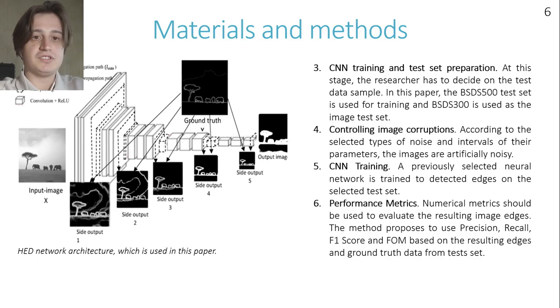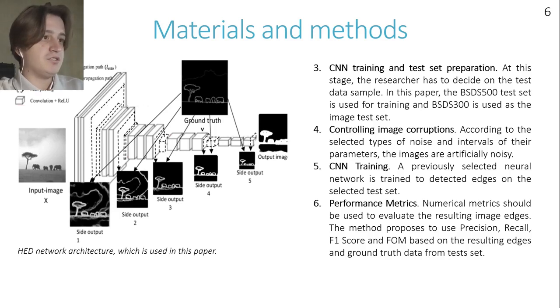Fifth step. CNN training. A previously selected neuronal network architecture is trained to detect edges on the selected test set. Here is provided the HED network architecture, which is used in this paper. Next, sixth step. Performance metric. Numerical metrics should be used to evaluate the resulting image edges. The method proposes to use precision, recall, F1 score, and F-measure, based on the resulting edges and ground truth data from the test set.